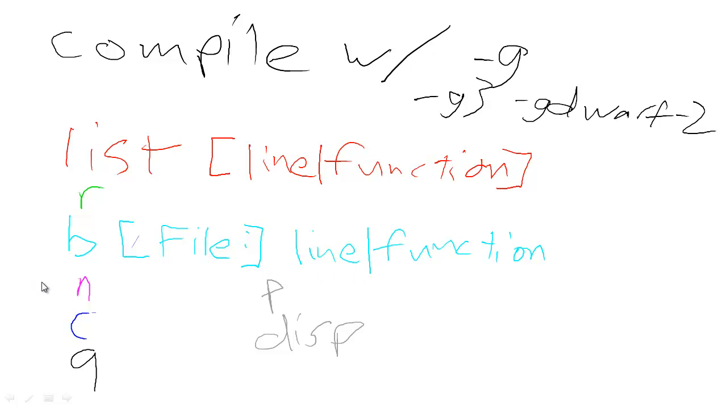To move one line down after you've started running, you say N for next. To continue on to the next breakpoint that you have, or until the end of the program, you say C. If you are stopped and you want to print out something, you can say P. And if you want to print out something every time you're stopped, you can say disp for display. Once you're done, you can say Q for quit. Now, let's jump into new stuff.